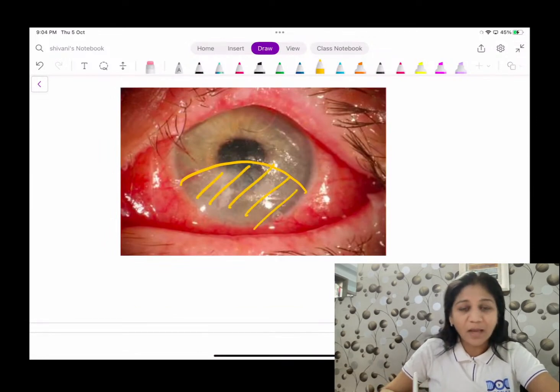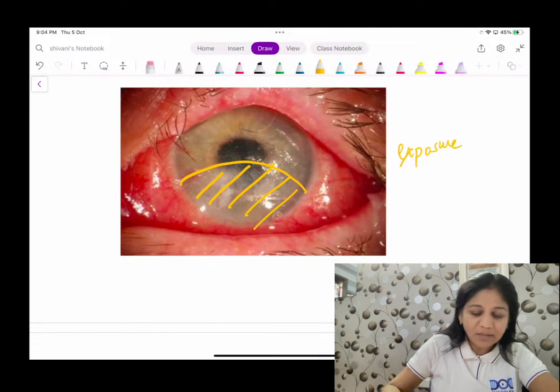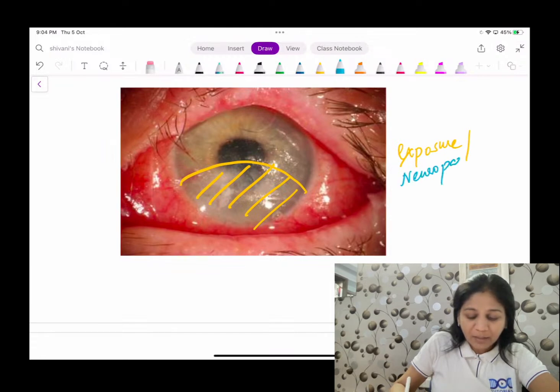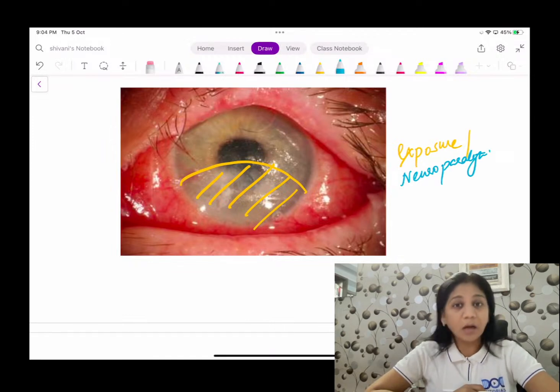Alright friends, so please see, this patient is having a corneal ulcer only in the inferior part. So this is called an exposure ulcer. We can call it an exposure ulcer. It can also be called a neuroparalytic ulcer. Okay, so both of them are the same. Now, how to treat it, how to prevent it?